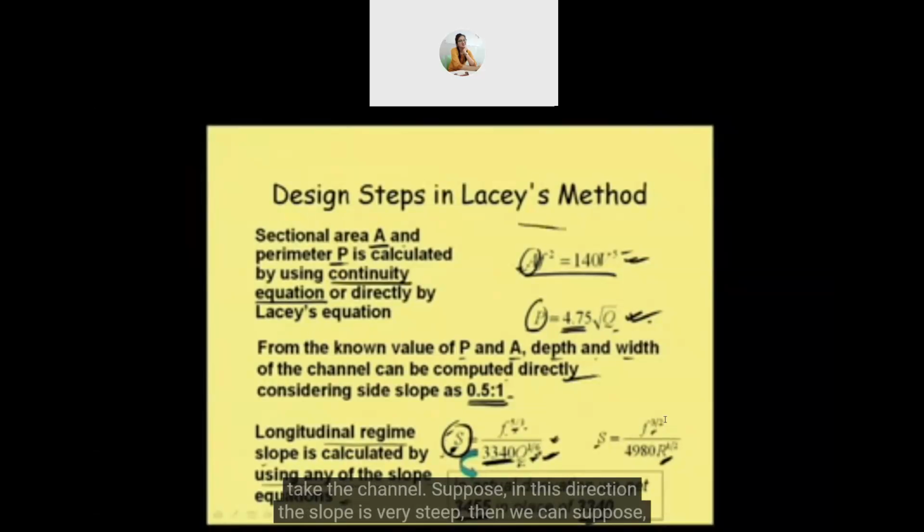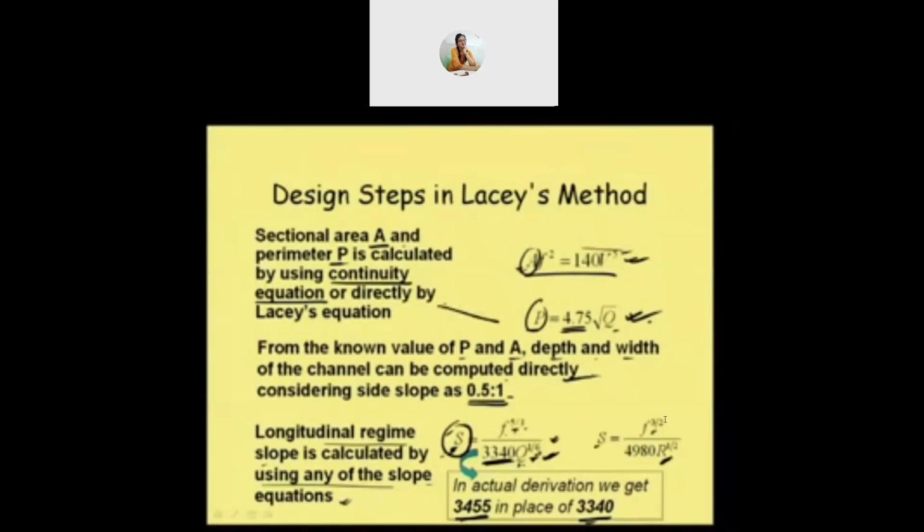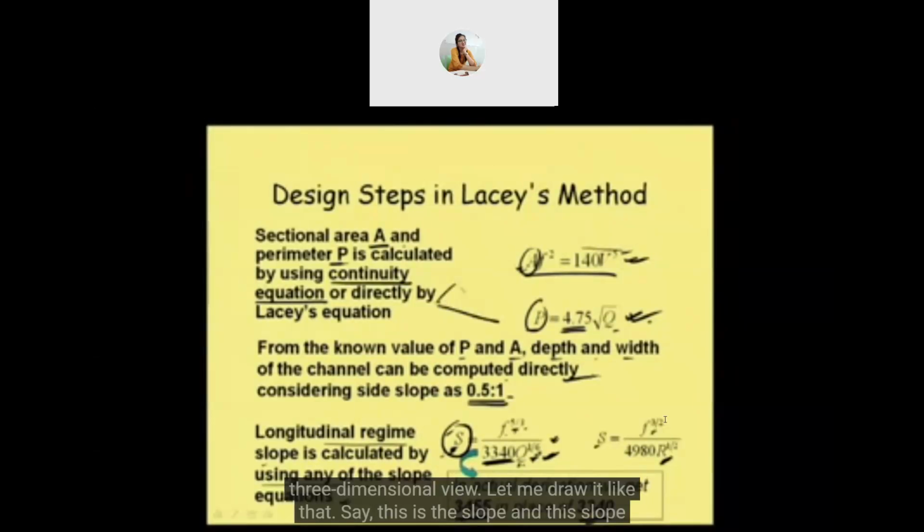Suppose in this direction the slope is very steep, let me draw a slope. Suppose this is the slope from here to here in the three-dimensional view. Let me draw it like that. So this is the slope, and this slope is much more. Of course, if it is very, very high, or very, very low, then it is difficult to manipulate, but to some extent we can manipulate like that. Say if this is very large, then we can just fill it up and reduce the slope. This is one way.